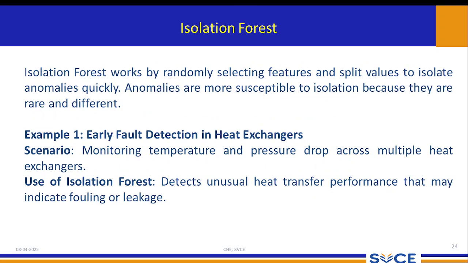And coming to the isolation forest, this is another category. Isolation forest works by randomly selecting features and split values to isolate the anomalies quickly. So this comes under anomaly detection, whereas dimensionality reduction covers principal component analysis and autoencoders. Here we are getting into the third part of the key parameters of unsupervised learning, that is anomaly detection. The anomalies are more susceptible to isolation because they are rare and different.